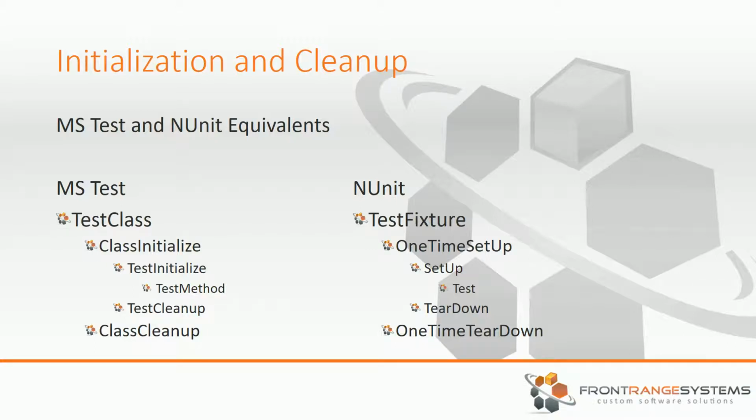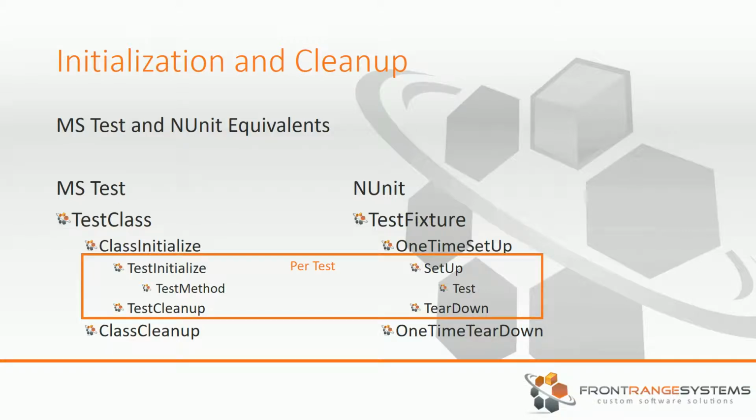After that's done, we call our test cleanup or tear down, and that's just a method that's been decorated with that attribute, depending on MS Test or NUnit, and that will clean up any resources and get everything ready, cleaning up after ourselves so that we're preparing for the next test in the class. And then we finally have a class cleanup attribute or one-time teardown for NUnit. And what that does is it cleans up after all the tests in that class and it executes at the very end.